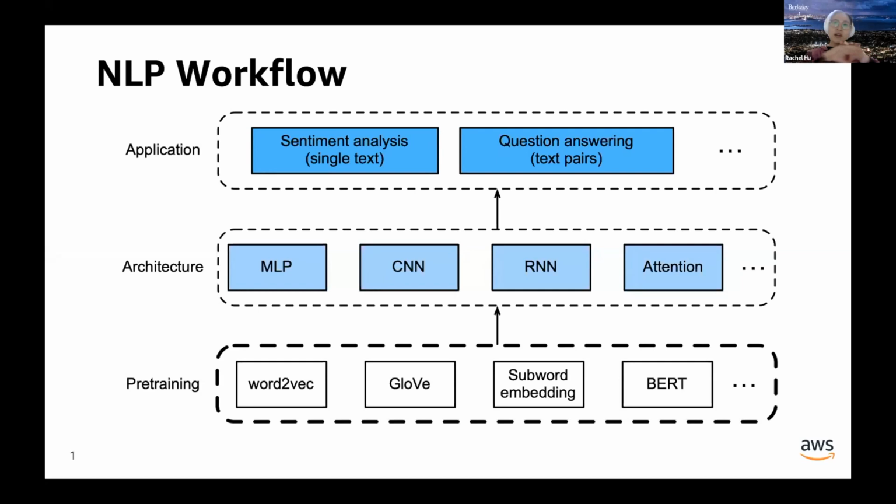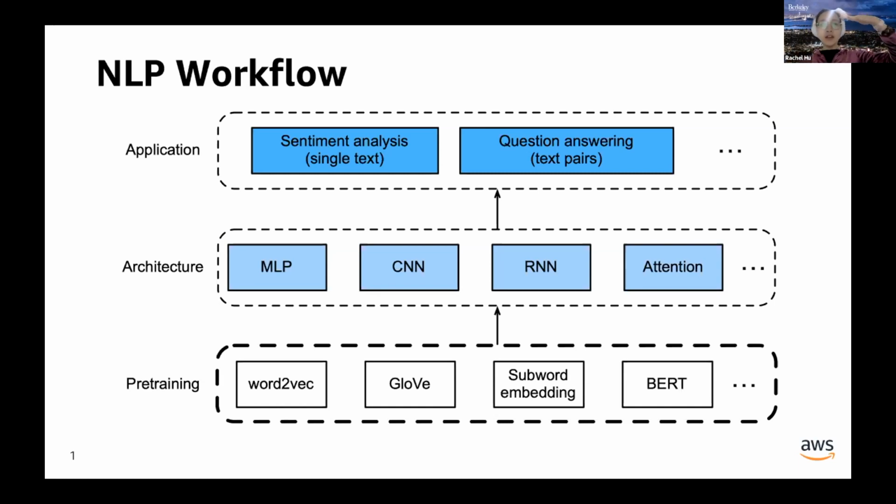So the bottom is a pre-trained layer, which has the word embeddings inside. Then we move to the intermediate, the architecture layer, where we can fit in different neural network architectures, like the MLP, multi-layer perceptrons, or CNN and RNN, which are convolutional neural networks and recurrent neural networks, or we can fit in just those attention models, etc.